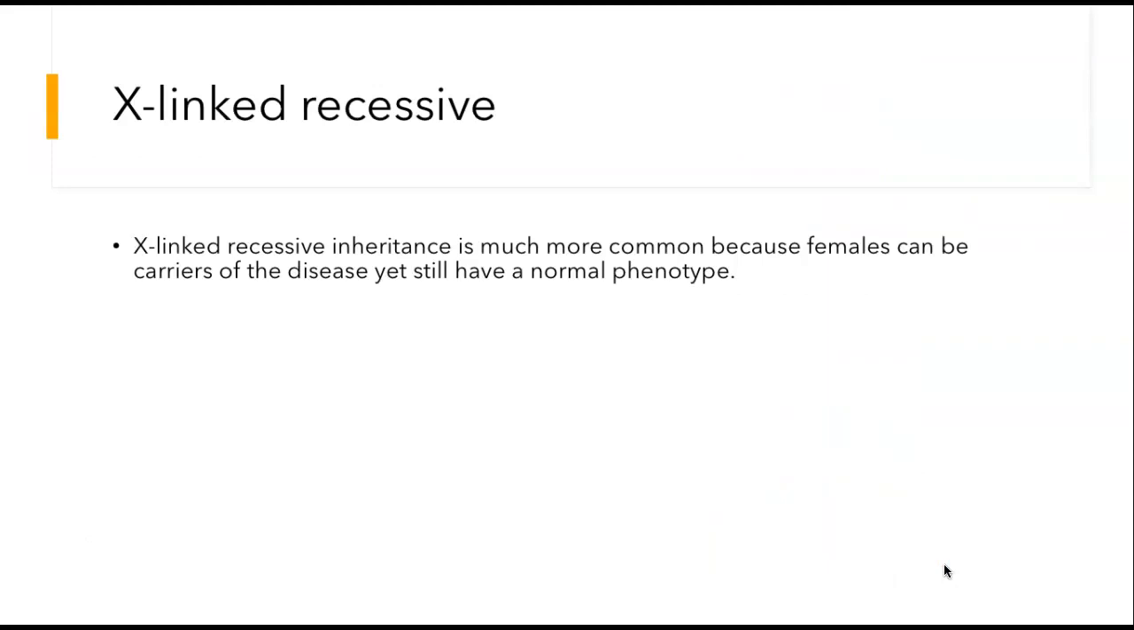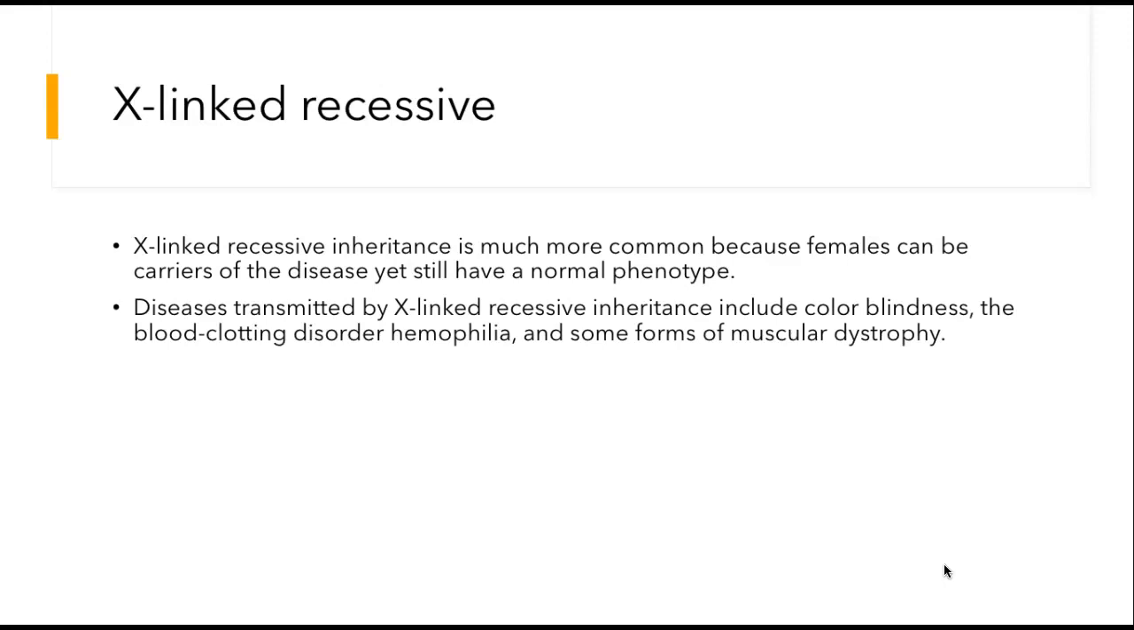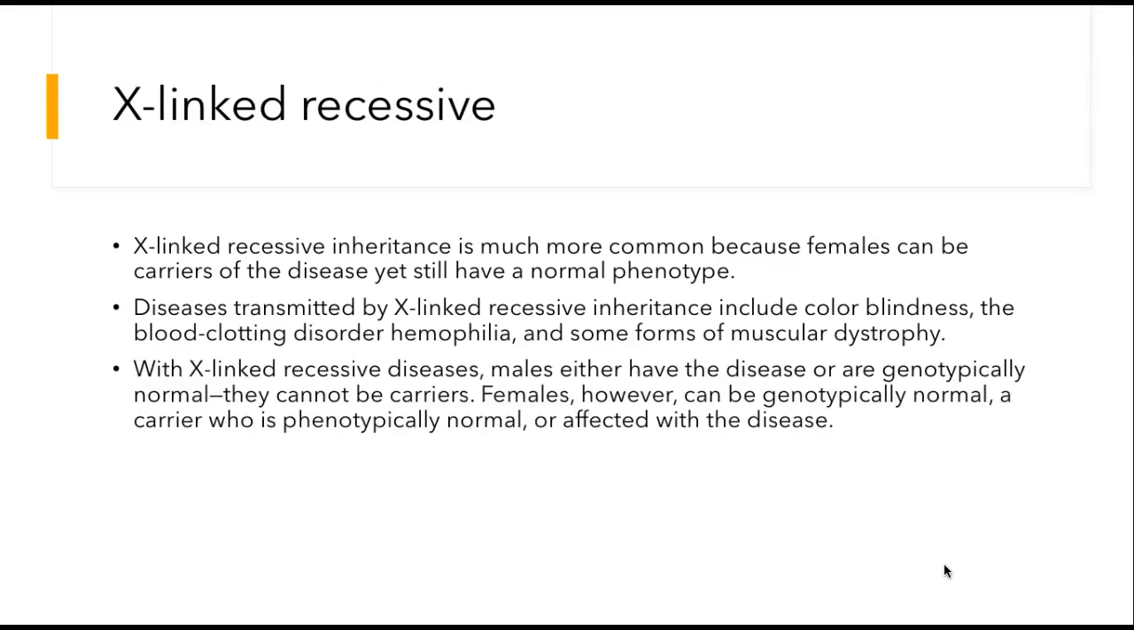It's much more common, actually, because females can be carriers of the disease, yet still have a normal phenotype, right? Because they'll have one normal dominant X-linked, and they can carry but not be affected. Diseases transmitted by X-linked recessive inheritance include color blindness, blood clotting disorder, hemophilia, and some forms of muscular dystrophy. With X-linked recessive diseases, males either have the disease or are normal. They cannot be carriers, right, because they have a Y chromosome.